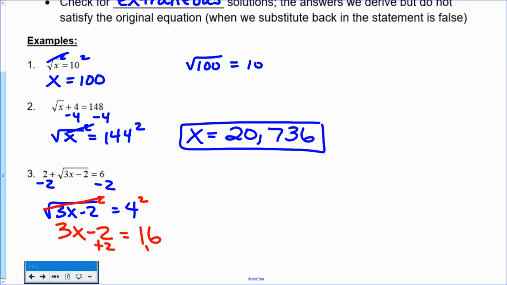So add 2, 3x equals 18, divide by 3, x would be 6. Okay, when you go back to plug that into the original, you'll take your 3 times 6, 18, minus 2 is 16, take the square root and get 4, 4 plus 2 would give you 6.